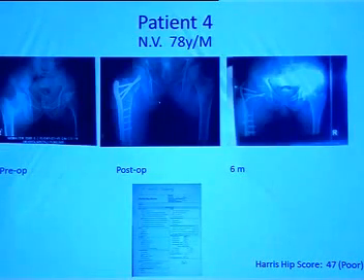This patient was really unfortunate. In spite of having a well-reduced X-ray on the immediate post-op and good fixation, at 6 months follow-up, we can see that the fracture has collapsed into varus. There is loosening. 2 of the screws have broken. And he has a Harris hip score of 47, which is very poor.